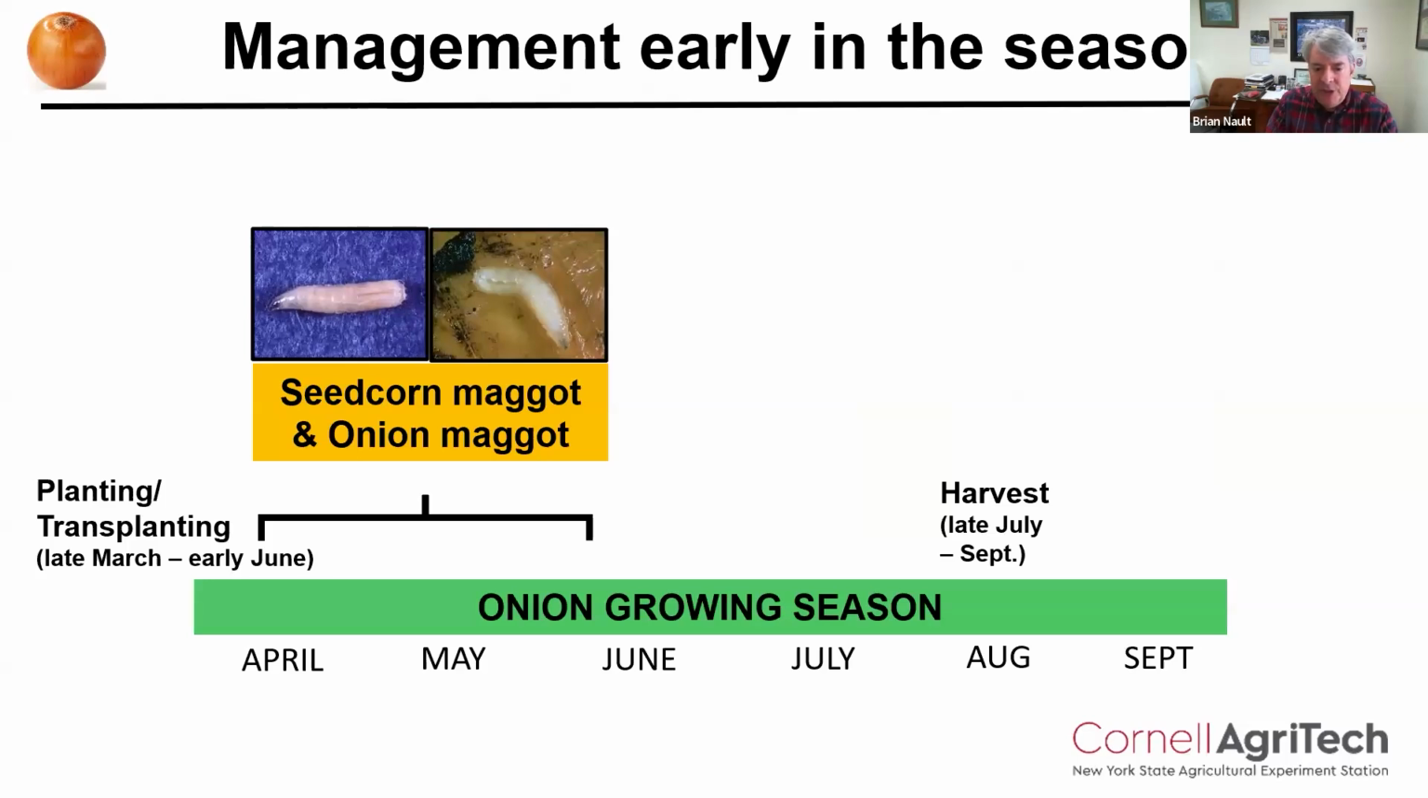So it's this period of the season from planting, and that could be direct seeding or transplanting, basically, well, really March. Up here, we had growers start already March 19th. I couldn't believe it. All the way through early June. And that's the period that you have to be most worried about maggots.